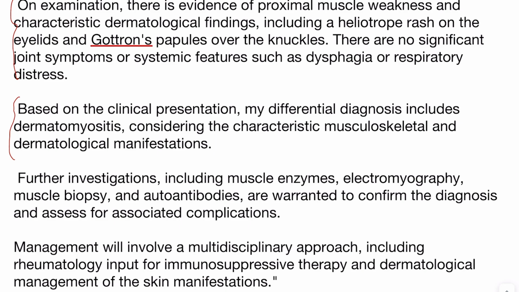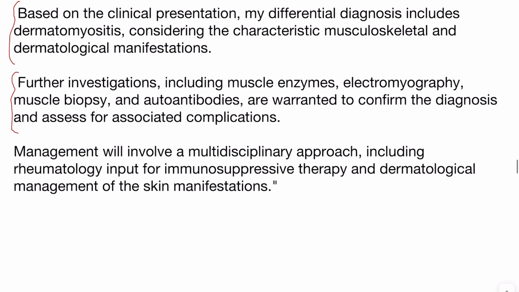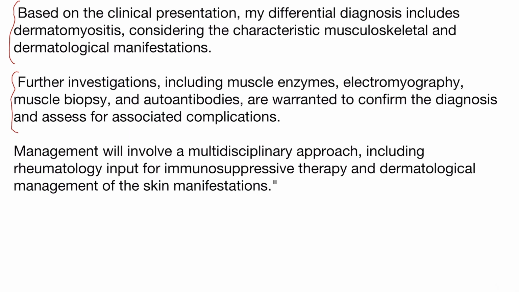So based on the clinical presentation, my differential diagnoses include dermatomyositis, considering the characteristic musculoskeletal and dermatological manifestations. I have not mentioned it here, but you can put other differential diagnoses, which include polymyositis, rheumatoid arthritis, or scleroderma, or any other autoimmune disease like systemic lupus erythematosus. Then you will not stop here; you talk about the further investigations. Further investigations include muscle enzymes, EMG, muscle biopsy, and autoantibodies to confirm the diagnosis and assess for any associated complications.